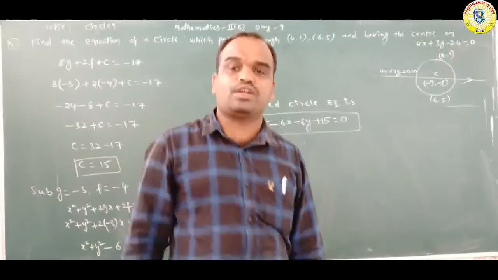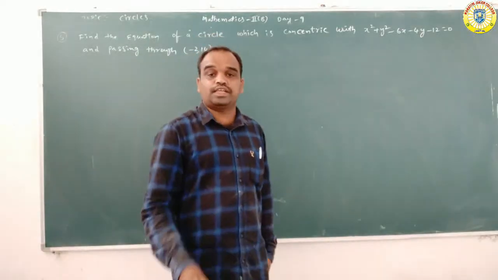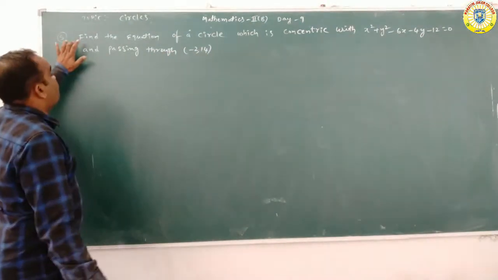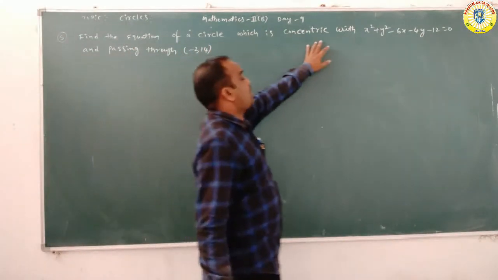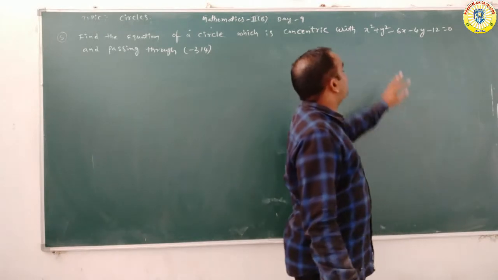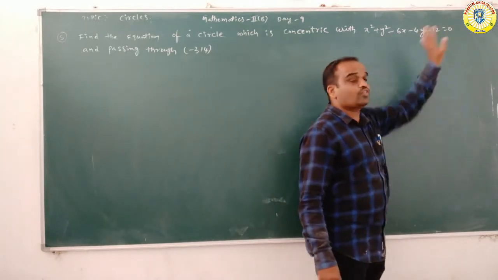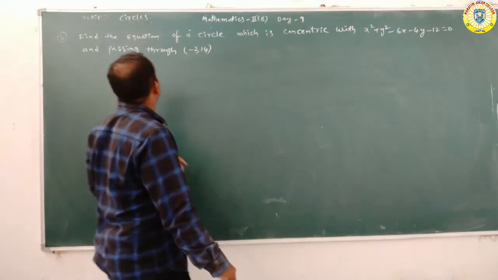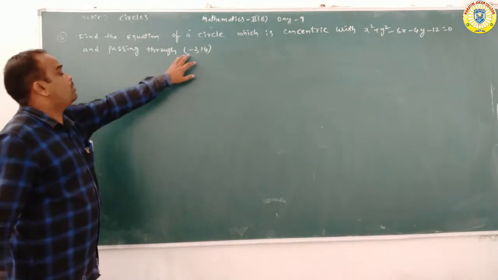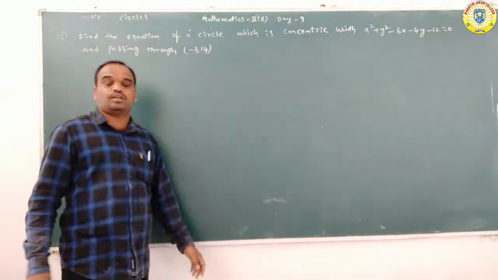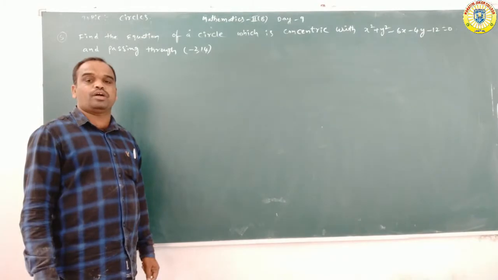All of you note on this one. See the next problem. Find the equation of the circle which is concentric with x square plus y square minus 6x minus 4y minus 12 equal to 0 and passing through minus 2, 14.